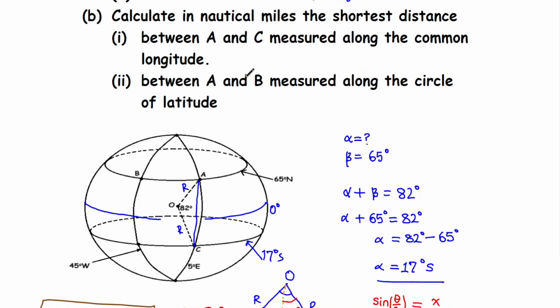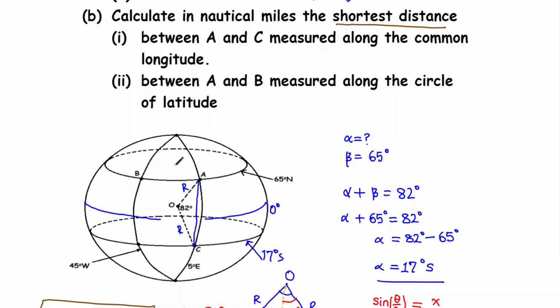The next question is asking us to get the same shortest distance in nautical miles between A and B. Our A is here, then B is somewhere here. So what is the shortest distance? And exactly this one brings us back to what I've just explained here. Now let's start with the analysis.